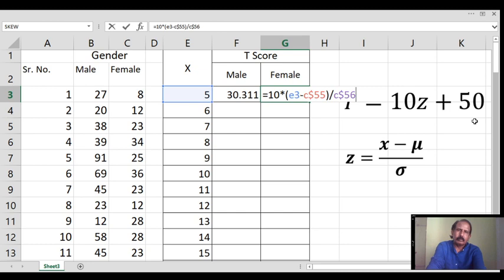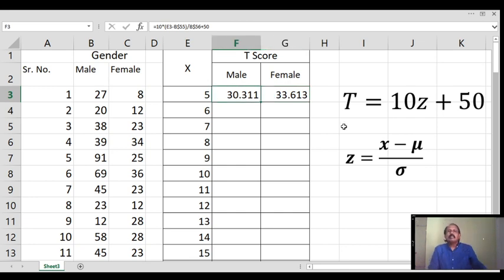Now the result of this entire expression will be obtained, and to this result we have to add 50 according to the statistical formula. So we put a plus sign, then we write 50, and then we press the enter key. In this way we have got the t-scores for male and female for x equals 5. Now we have to find the t-scores for all the numbers, from 6 to 91, for male and female both.